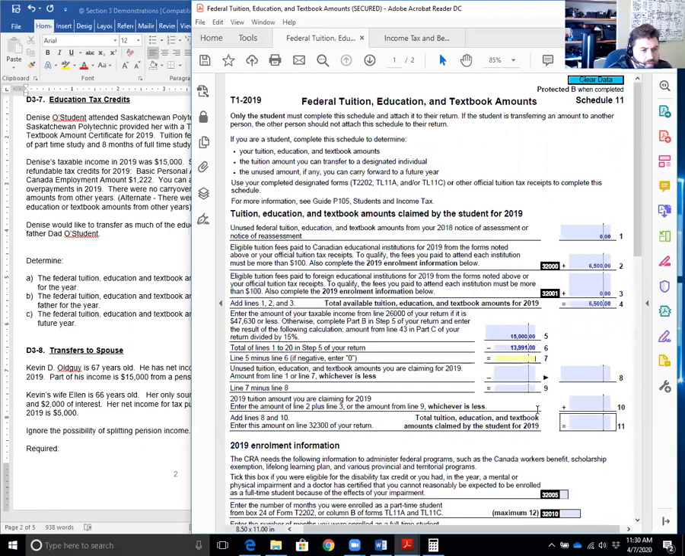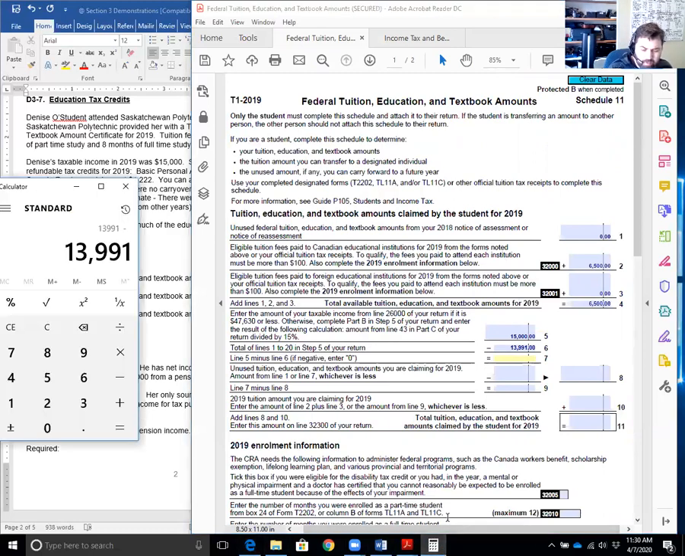So line 5 minus line 6. All right, well, let's go to our calculator here, and we'll just go minus 15,000, and that's $1,009. Unused tuition, education, textbook amounts you are claiming for 2019. Amount from line 1 or line 7, whichever is less. So 1 or 7, whichever is less. Line 7 minus line 8 is 1,009.